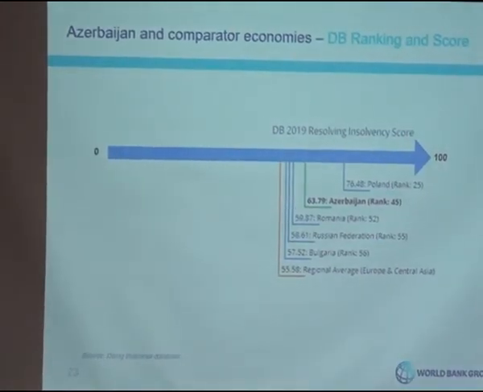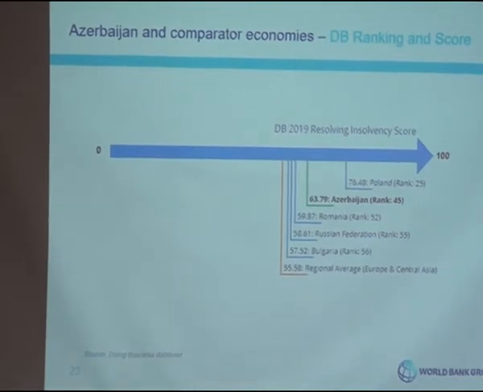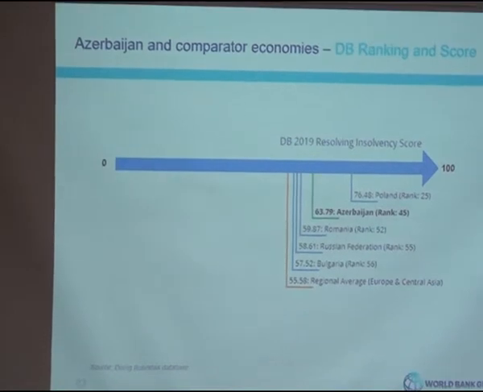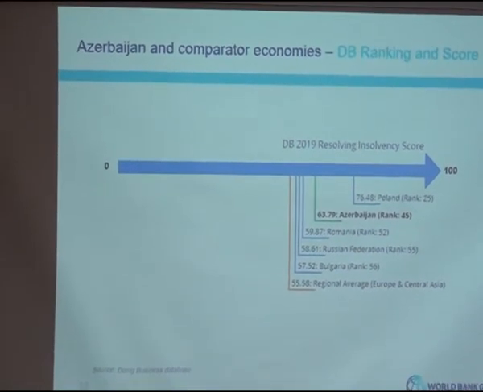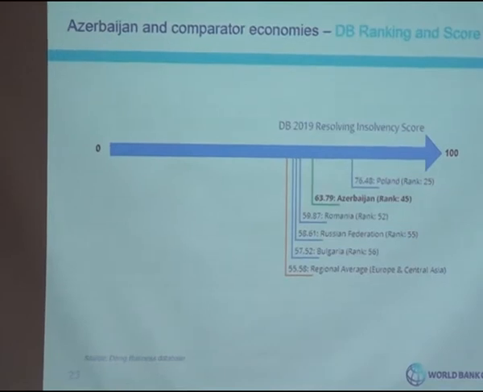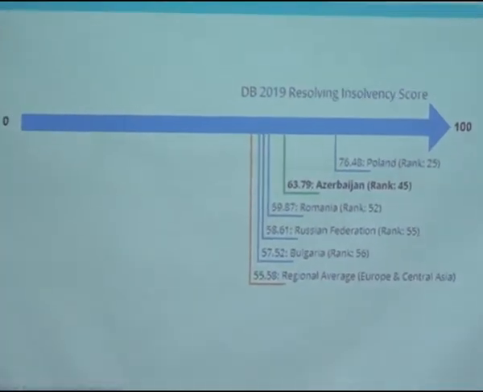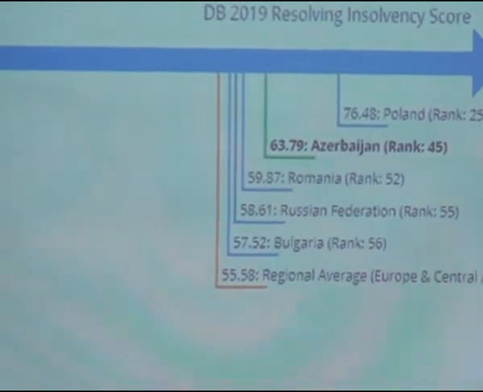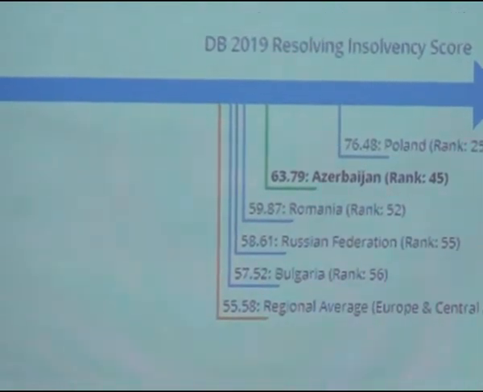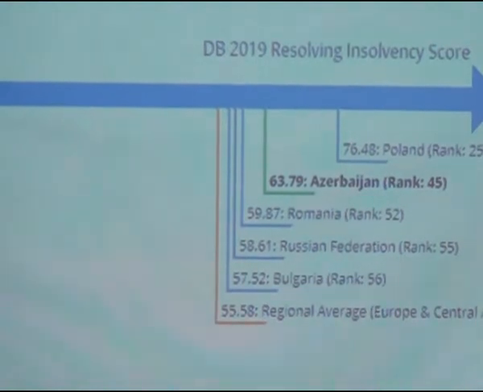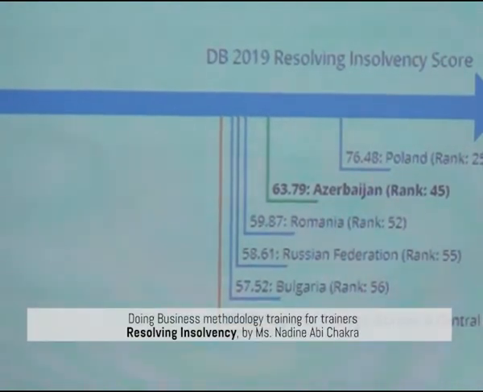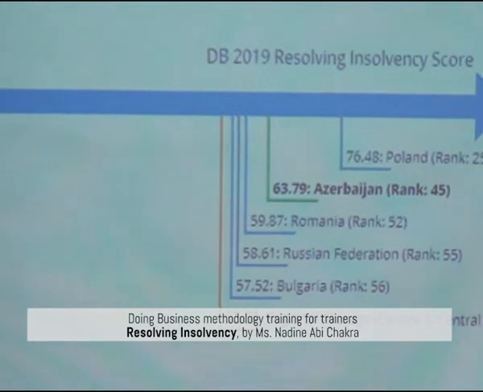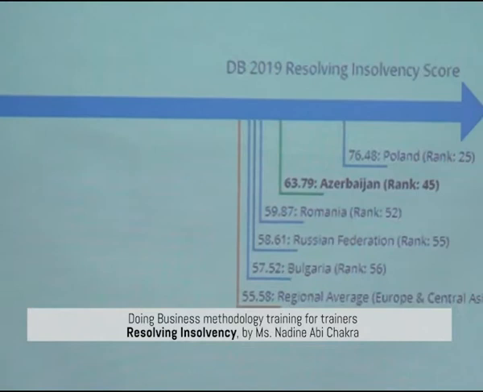So what are the main findings in Azerbaijan? Here we're talking about, of course, the score of Azerbaijan in the Doing Business 2019 report. So the score here is only valid as of May 1st, 2018. It does not take into account any improvements or any reforms that may have been done after May 1st, 2018. Azerbaijan ranked in last year's report as 45 on the Doing Business, on the Resolving Insolvency Indicator.